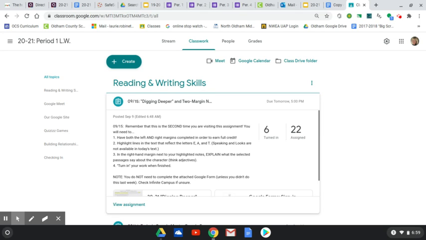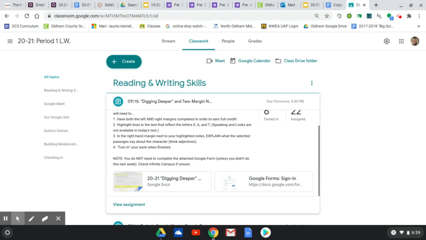We want to remember that this is the second time we're looking at this document. So you will want to have both left and right margins completed before you submit it today. You'll want to make sure that you have highlighted lines, not just to reflect point of view from last week, but also to reflect STEAL this week. And actually, I've given you a great hint here. Today, we're only going to focus on E, A, and T. We're not going to focus on the speaking. We're not going to focus on the looks. In the right-hand margin next to where we've highlighted, we're also going to want to make sure we explain what we've highlighted to reflect STEAL, or for today, EAT. And last but not least, we'll want to turn that work in.